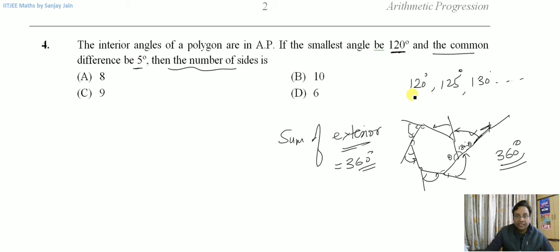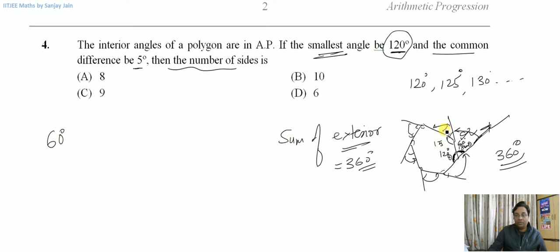Now it is given that the smallest interior angle is 120 degrees. So let us say this is the smallest angle. If it is 120 degrees, this angle here will be 180 minus theta, that is 60 degrees. And if this is the smallest, this will be the largest exterior angle, 60 degrees, because if I increase it here to 125, then this will become 55. So the largest exterior angle here I have got is 60 degrees.